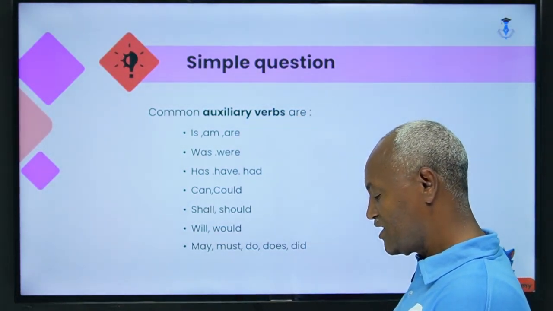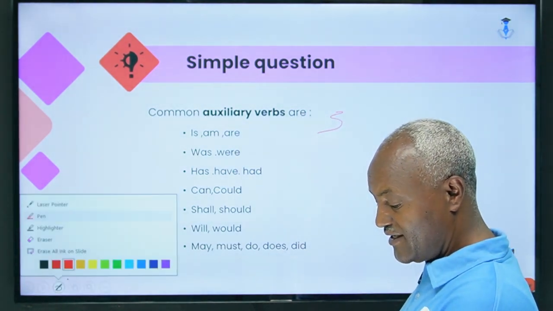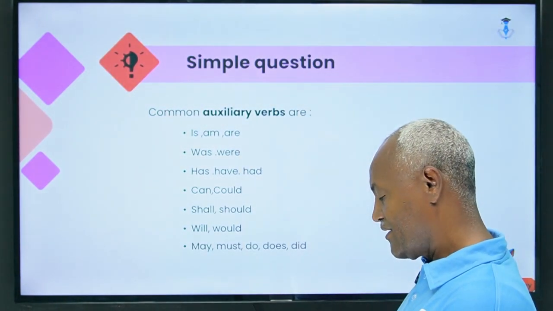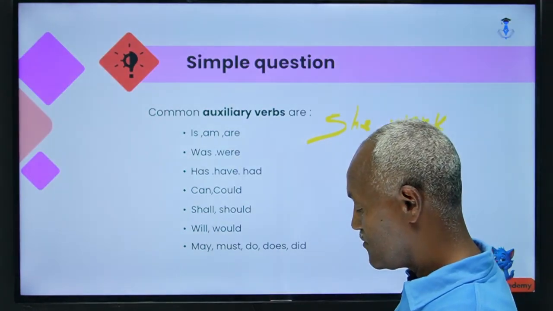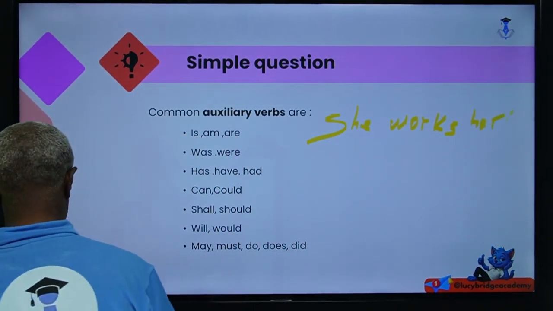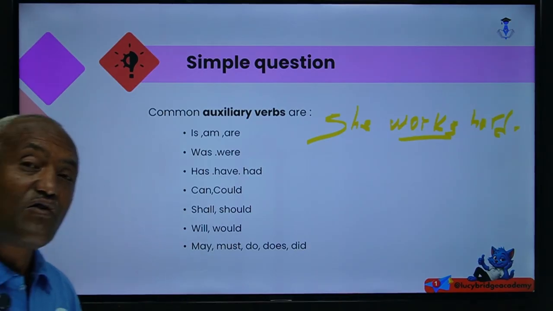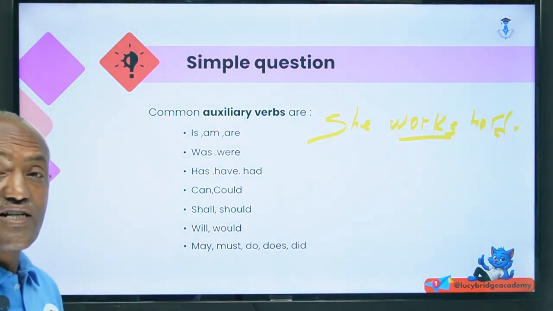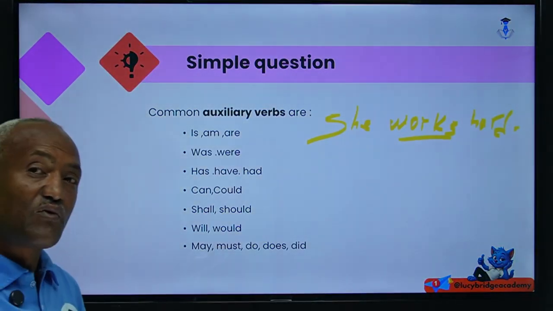For instance, if we say, she works hard. This is a statement. Yes, she works hard is a statement. So as I told you, if we do have an auxiliary verb in a sentence, we bring that auxiliary verb and write it at the beginning, we write the rest as it is, and we end with a question mark.